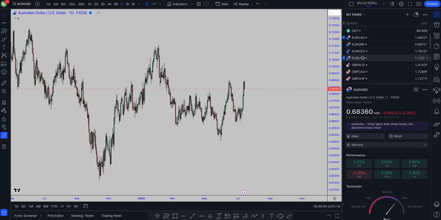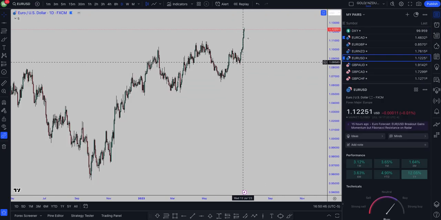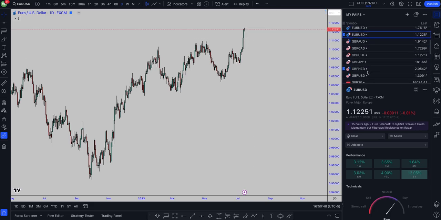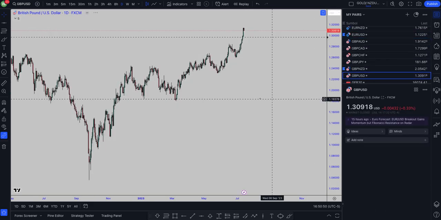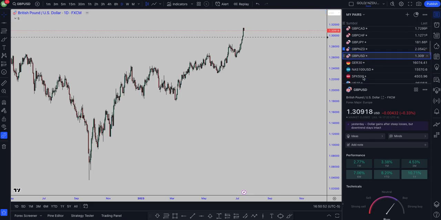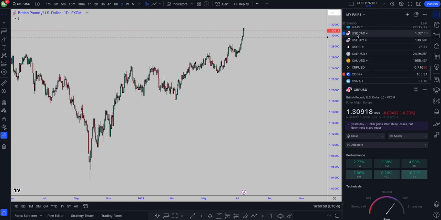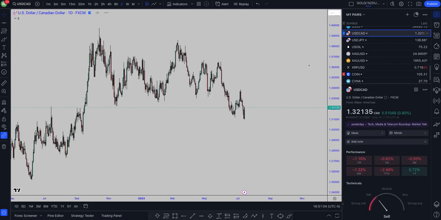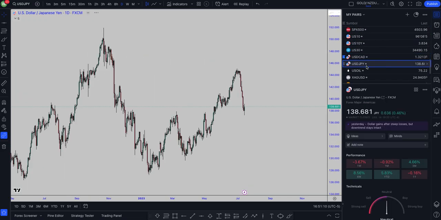Let's check EURUSD. Same, EURUSD has been going up. GBPUSD, same, GBPUSD has been going up. So any pair that has the dollar first, like USD CAD, this will be going down. So here we have it going down. It's just that easy. USD JPY also probably the same thing, going down. For the past few days, it's been going down.